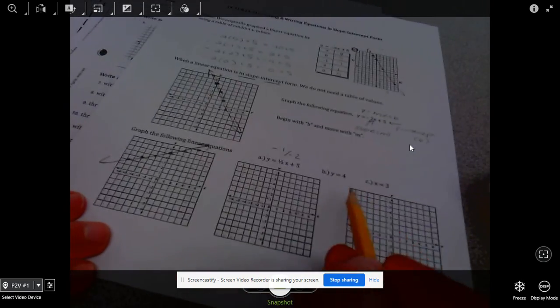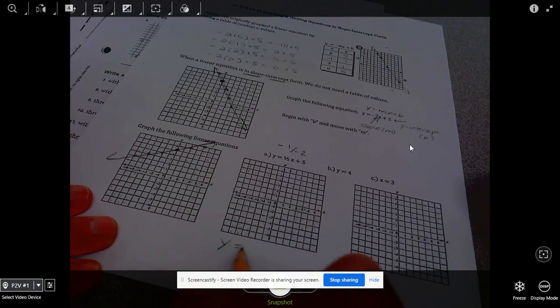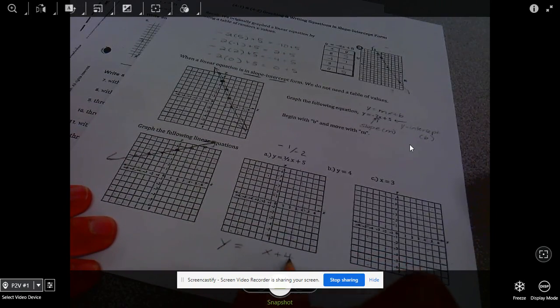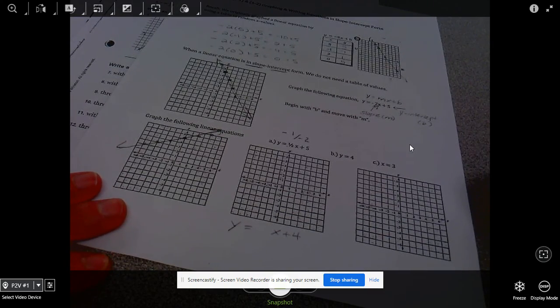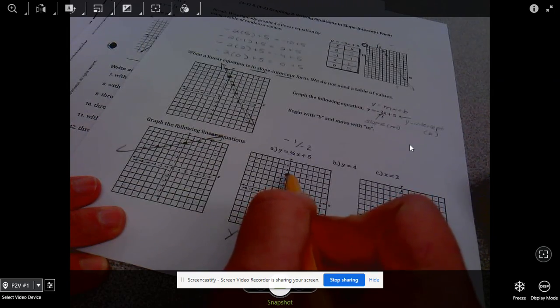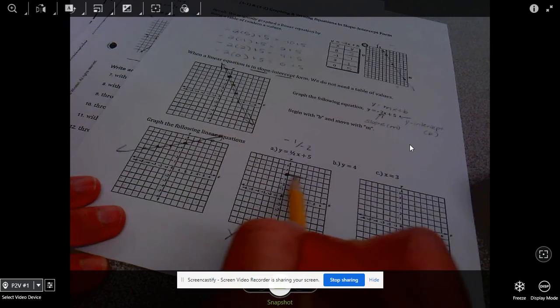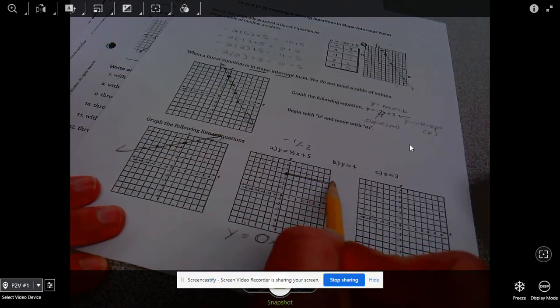Part B, y equals mx plus b. If I have y equals something x plus 4, why did the x disappear? Because 0 was beside x. So y equals 4, which means you go to the y-axis and go to 4, but you have zero slope. Zero slope.